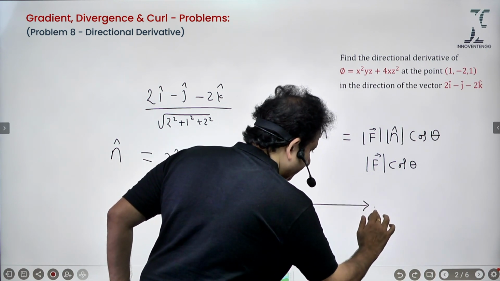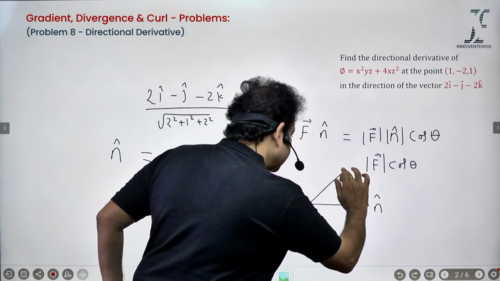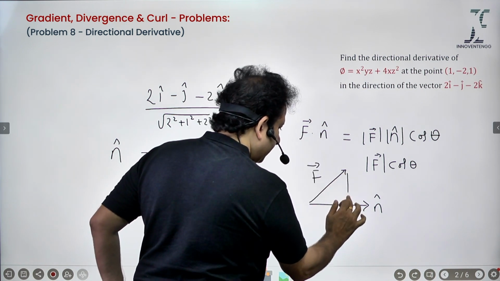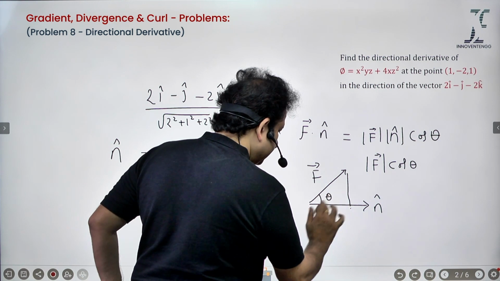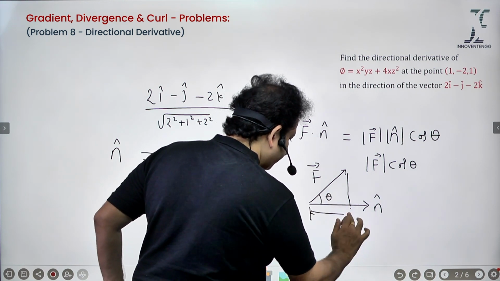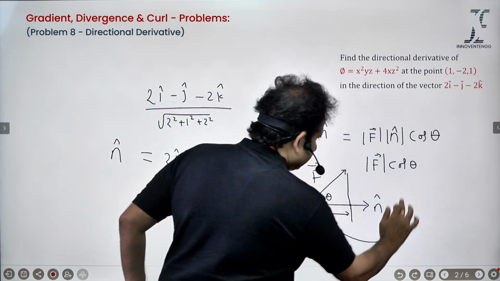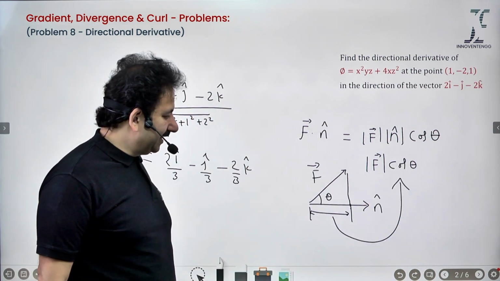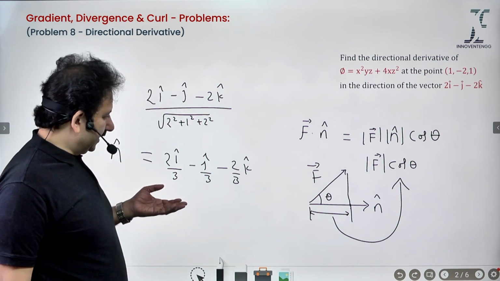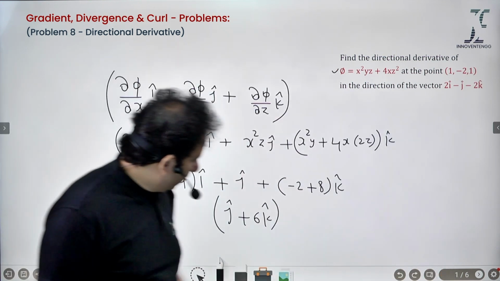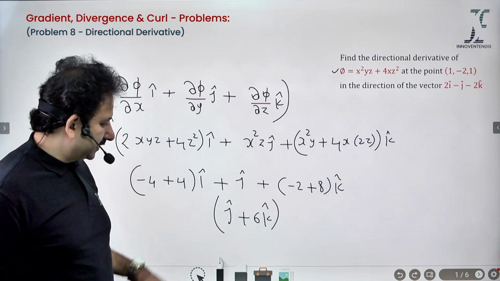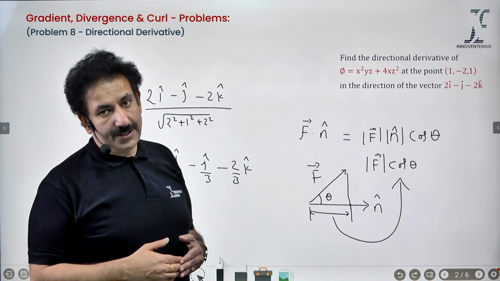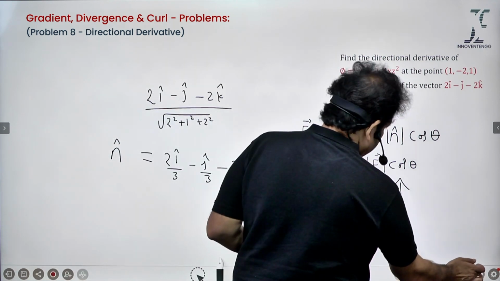If I say that this is my n hat and this is my gradient vector, when I project it, this is theta, and what I get here is f cos theta. Isn't that very, very clear and obvious? I have got my n, and I have got my gradient here, j plus 6k. All that you have got to do is just take the dot product and you are home. So let's complete that formality.